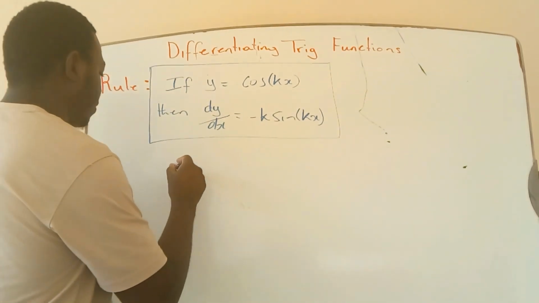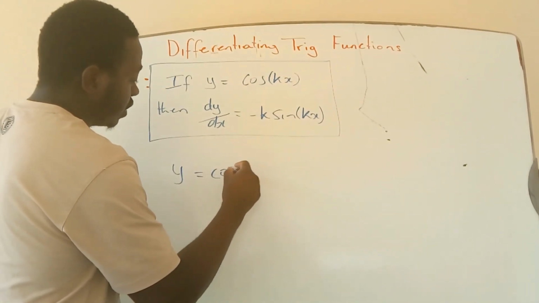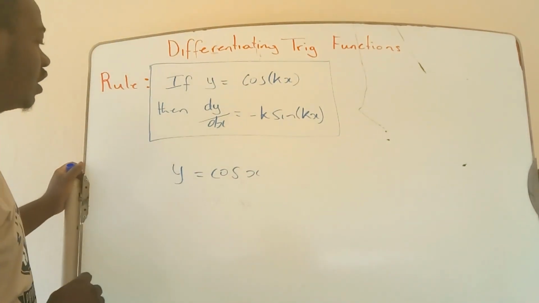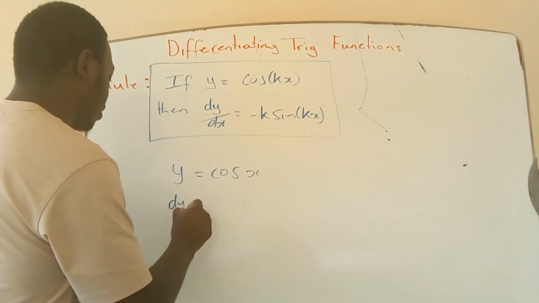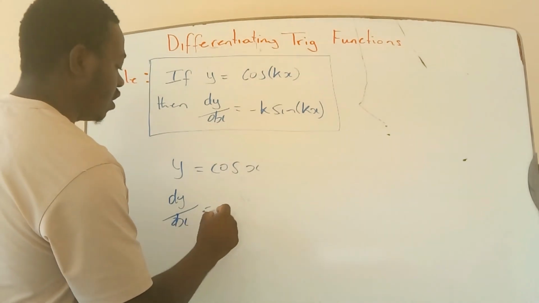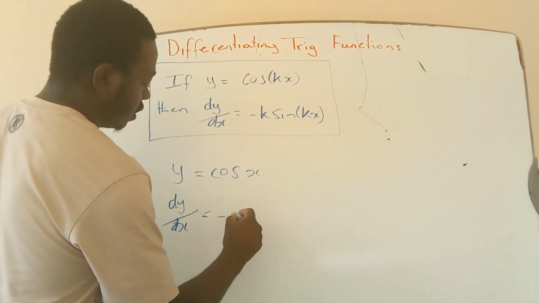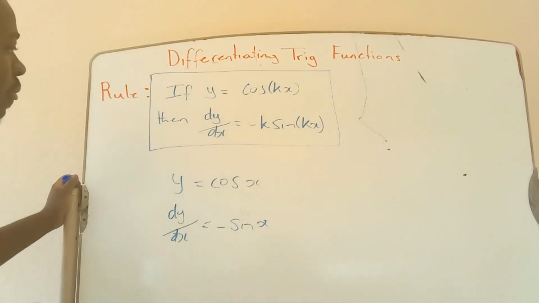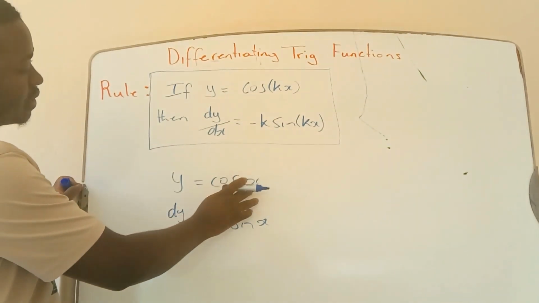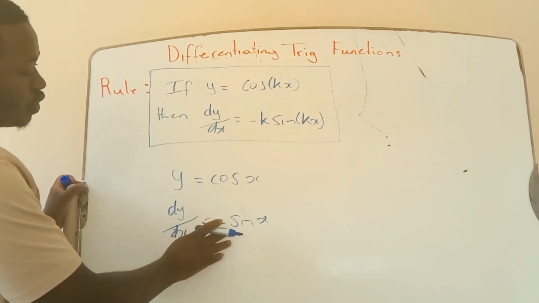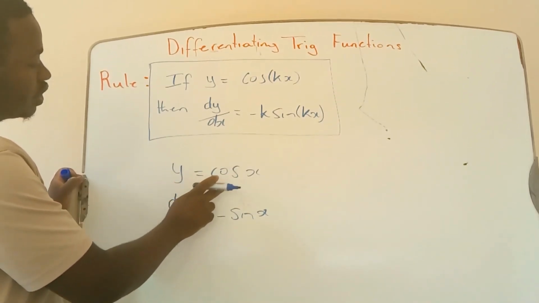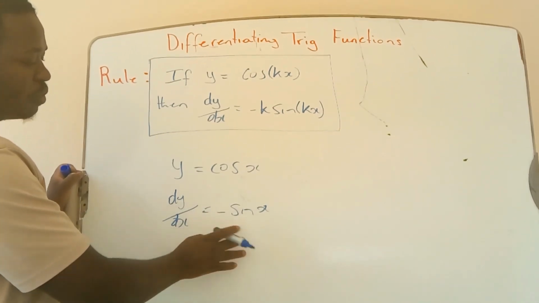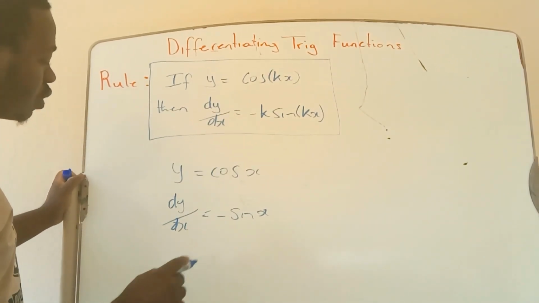Let's say you have y is equal to cos x, and you are asked to differentiate this. Then dy by dx is equal to minus sine x. That's it. Because when you differentiate x, you get 1. And then when you differentiate cos x, that does give you minus sine. And 1 times anything does give you back itself there. So let's look at another example.